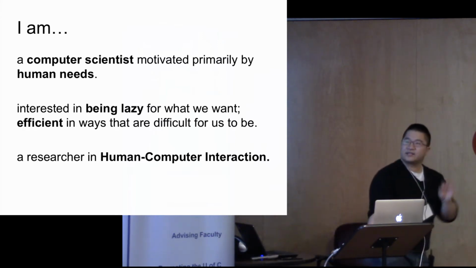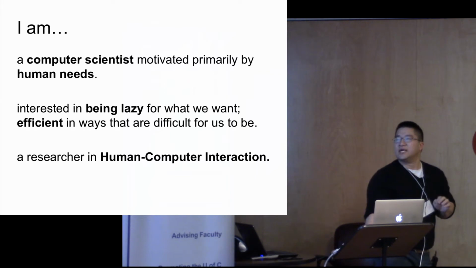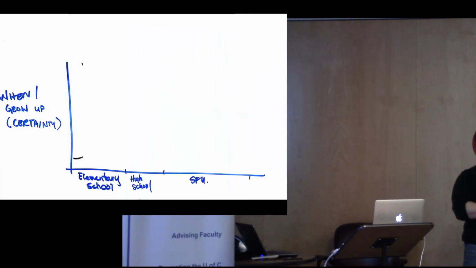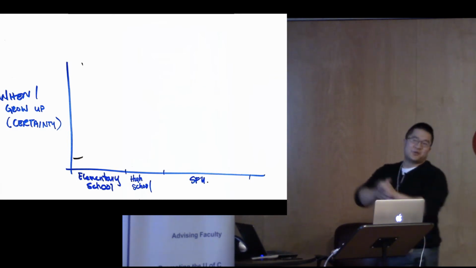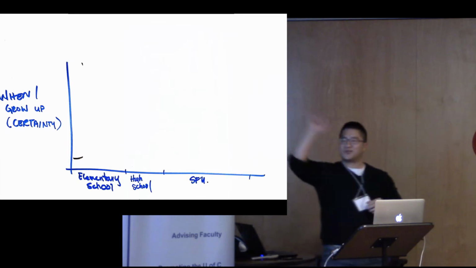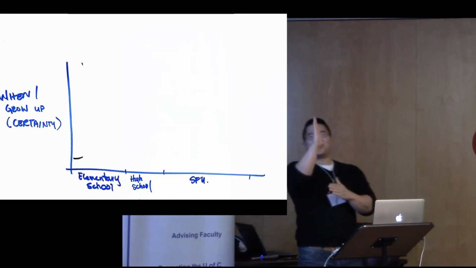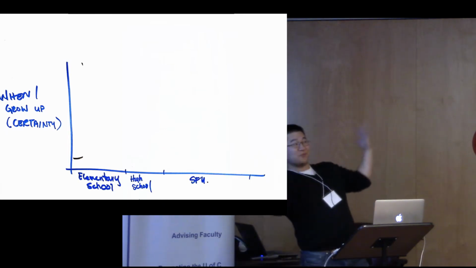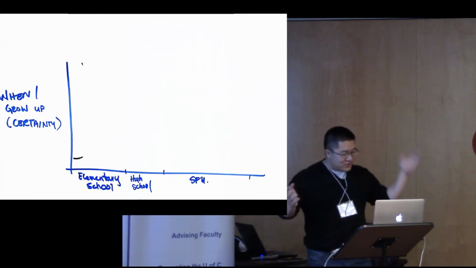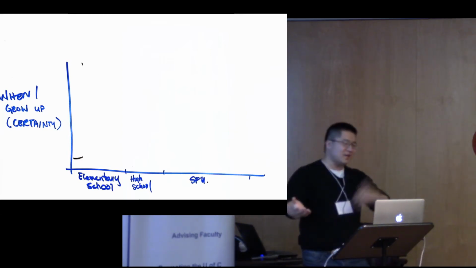So I thought I'd give you a little bit more about who I was and how I ended up being what I do. So this is a quick chart, not to scale, but elementary school, high school, and SFU along the bottom. And on the y-axis, this is how certain I was about what I wanted to be when I grew up. So in elementary school, you start out and you're like, maybe I'll be a fireman, maybe I'll be an astronaut.